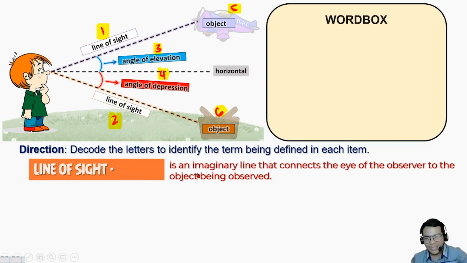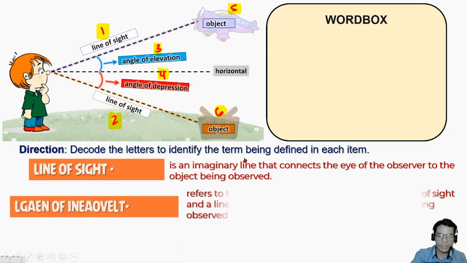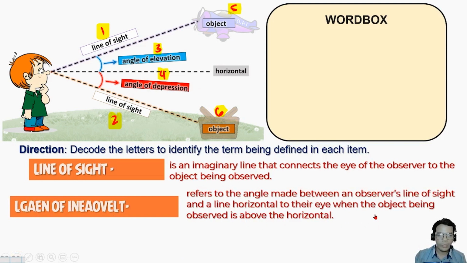Those broken lines connect to our eyes, which is why it is the line of sight going to our given object. The line of sight goes upward when the object is above, and downward when the object is below. Now as we continue, let's have another jumbled set of letters for this next group of words.